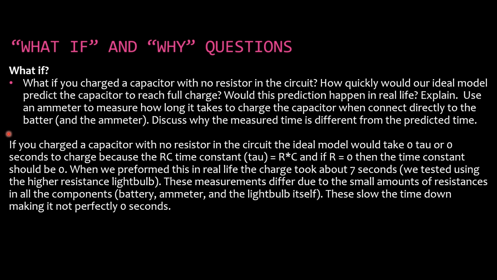Now what if you charged a capacitor with no resistor in the circuit? How would this work with an ideal model, and how would this work within our actual model? So if you charge the capacitor with no resistance in the circuit, the ideal model would take 0 tau or 0 seconds to charge because the RC time constant tau equals R times C, and if R equals 0, then the time constant should be 0.